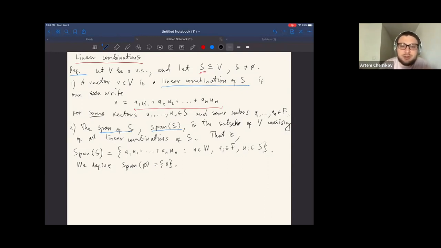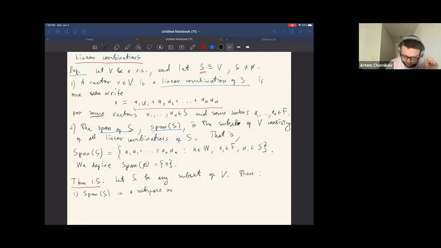Okay. So now we need some facts about the properties of the spans of sets and vector spaces. For this, we have a few results. The first one is theorem 1.5. Let S be any subset of V, where V is a vector space. Then we have the following observations. The first one is the span of S is a subspace of V, okay?